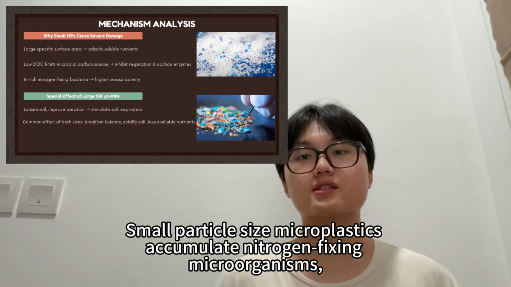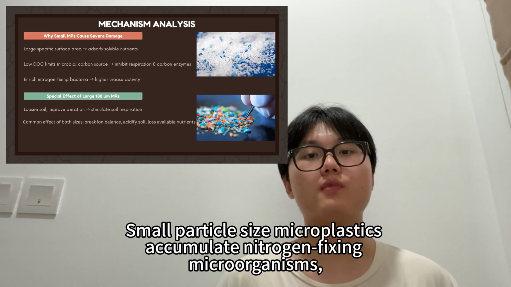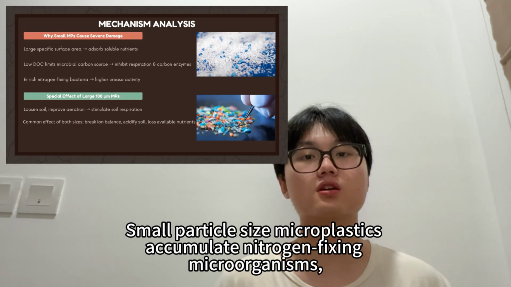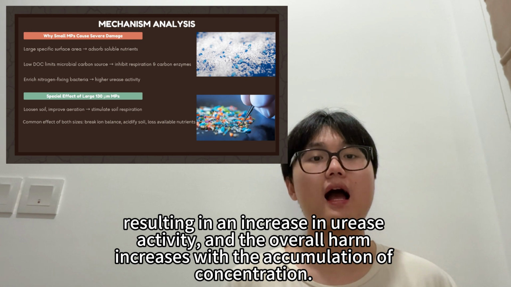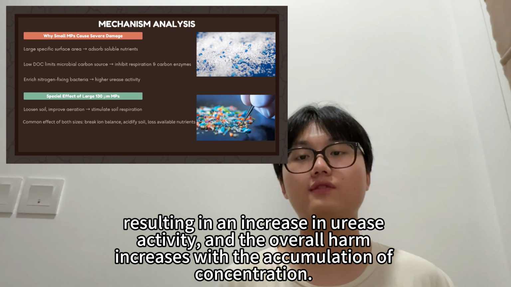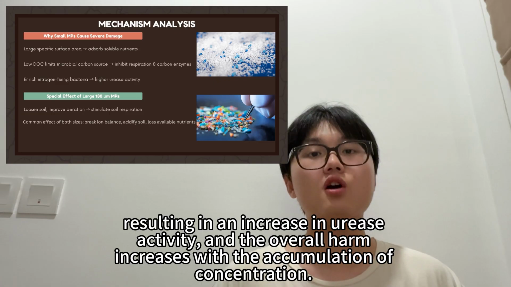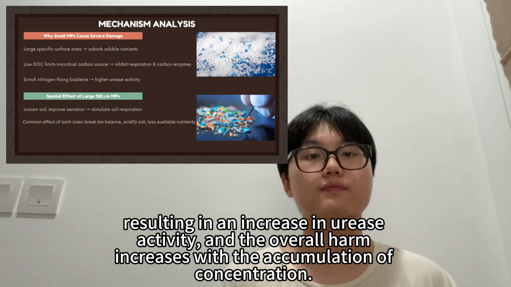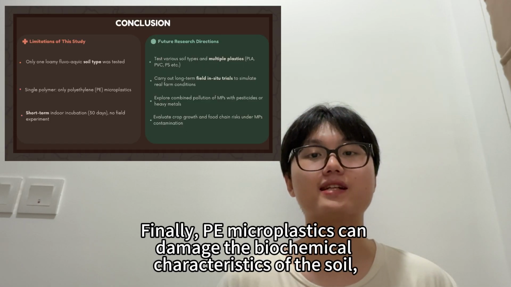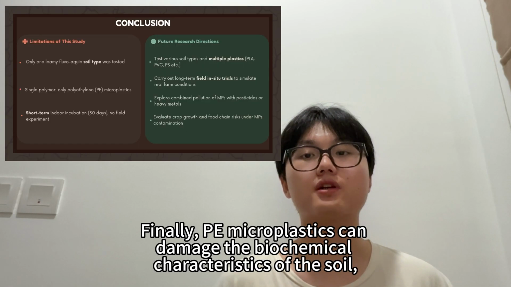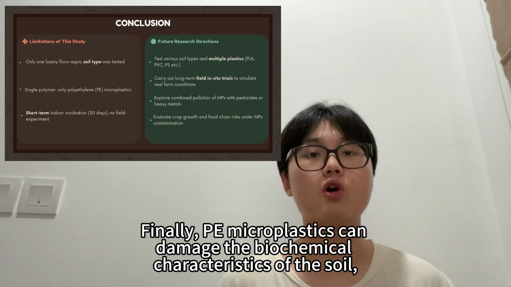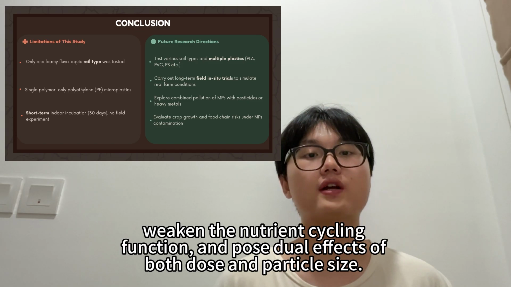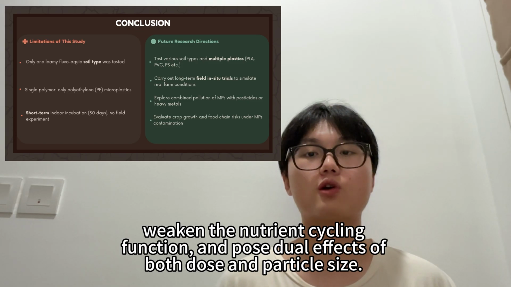Small particle size microplastics accumulate nitrogen-fixing microorganisms, resulting in an increase in urease activity, and the overall harm increased with the accumulation of concentration. Finally, PE microplastics can damage the biochemical characteristics of the soil, weaken the nutrient cycling function, and pose dual effects of both dose and particle size.